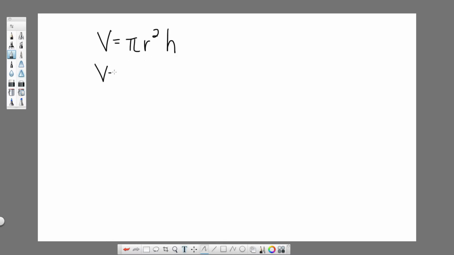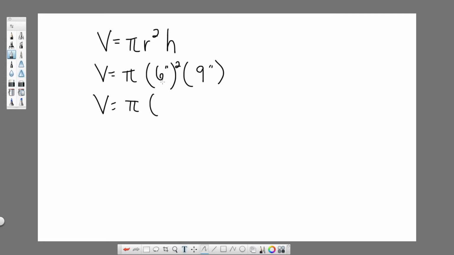I'm going to fill in what I know. Pi is just a constant. Our radius is 6 inches, and I need to square that. And our height was 9 inches. So in your calculator, if you have a pi button, use that. If you don't, you can take 3.14. I'm going to use the pi button on my calculator.